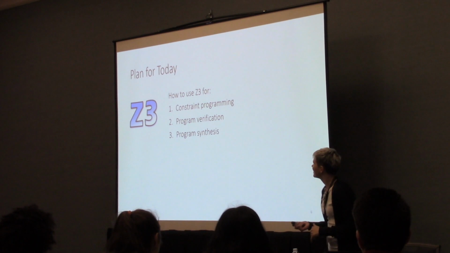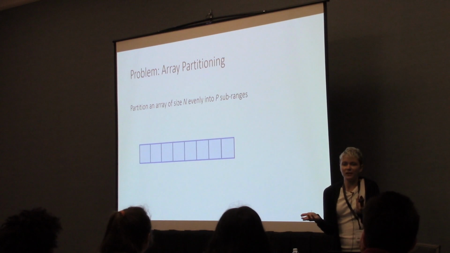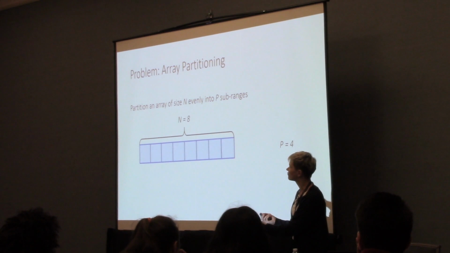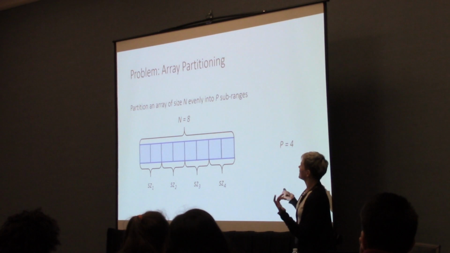So what's this problem going to be? It's going to be array partitioning. The problem is how to partition an array of size n evenly into p subranges. This problem is obviously quite simple if n is divisible by p. So if n is 8 and p is 4, then obviously the size of each partition should be just n over p. That's not very difficult. But if n is not divisible by p, then it's just a little bit more difficult.